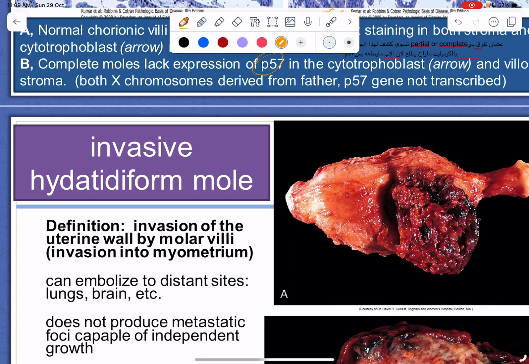So when I receive a tissue with vesicles, and there is no fetal part, and there is no other evidence whether this is partial or complete, at this point I will do P57. If it is positive, that means this is a partial. If it is negative, that means this is a complete. You get my point, all of you? Munira, you get my point?